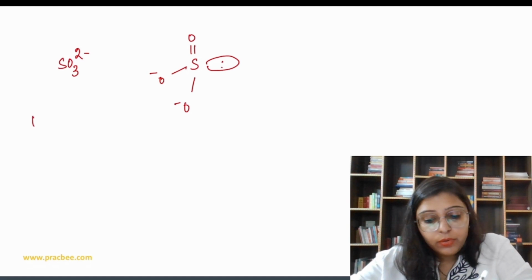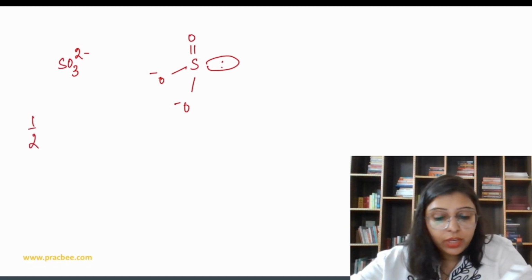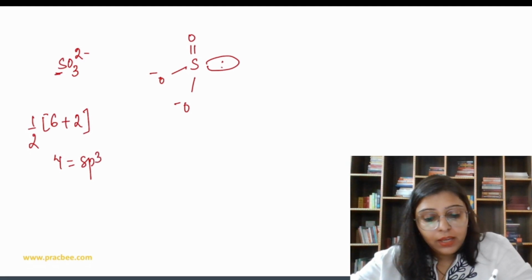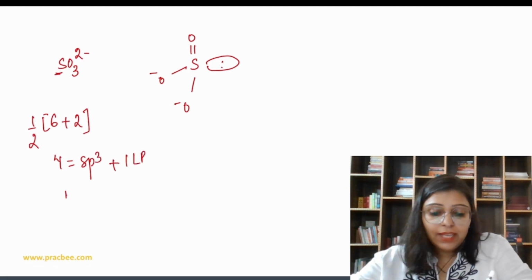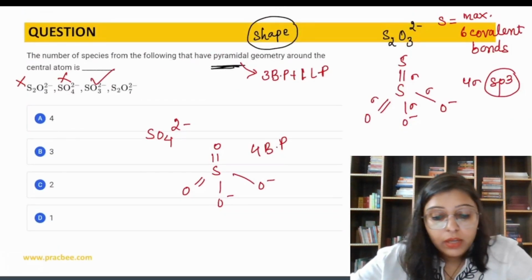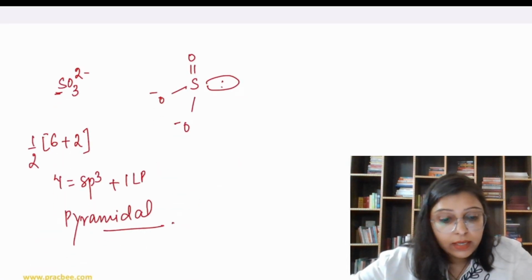Or we can also calculate hybridization in order to check the answer. To have 6 valence electrons, 2 magnitude of negative charge. So this is going to be 4. So sp3 plus 1 lone pair. So yes, it is going to be pyramidal. So this is correct.